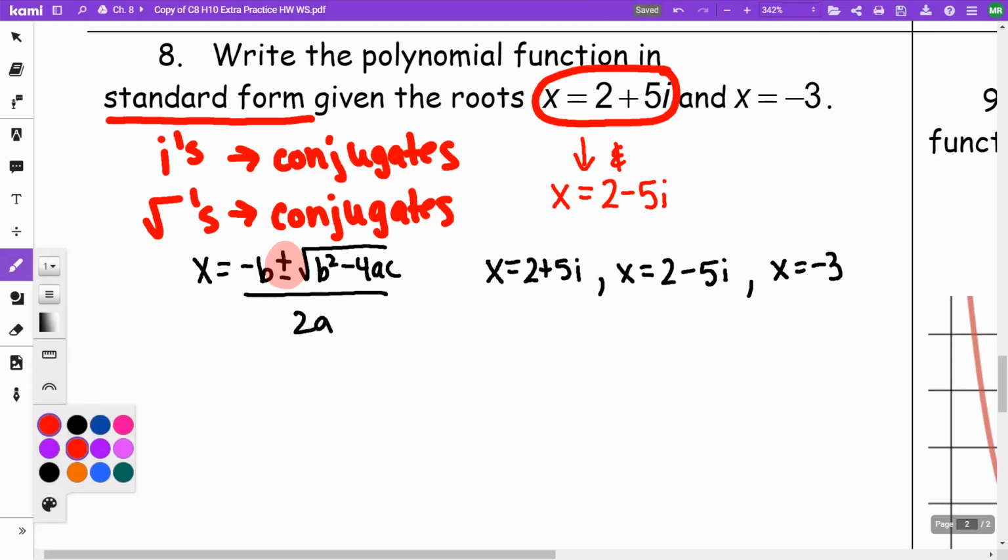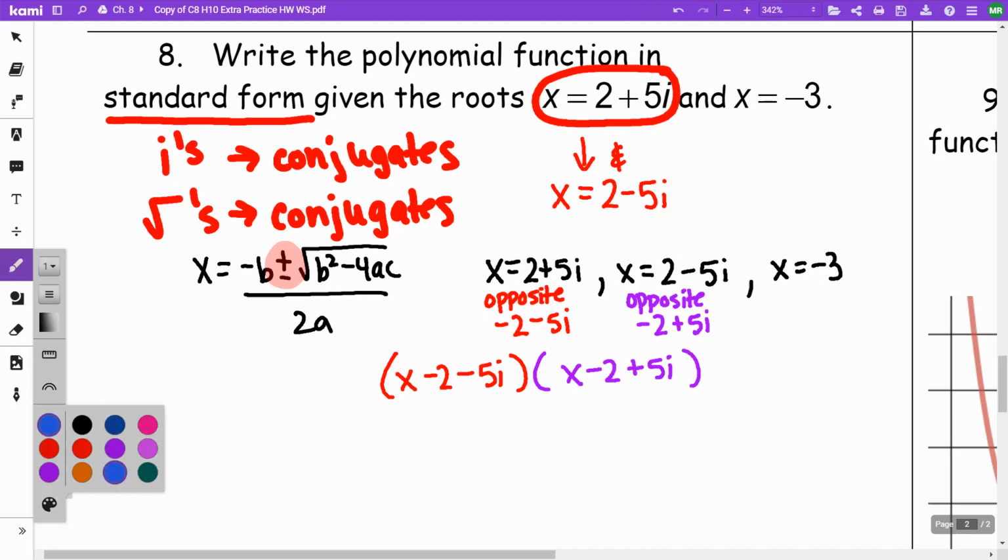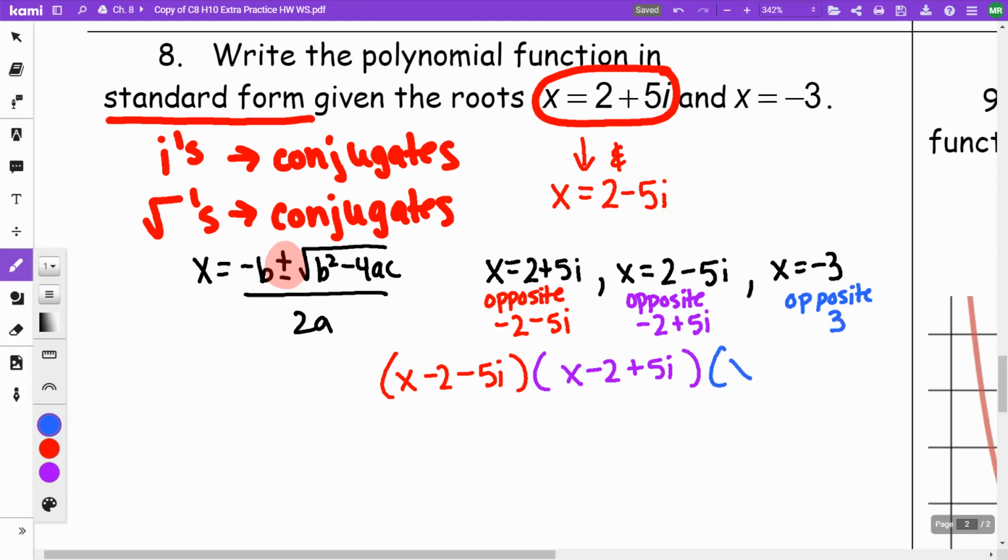So when I'm writing my factors, I want to think what's the opposite of this, because that's what's going to be combining with our x in the parentheses. So this opposite would be a -2 minus 5i. So that is going to give me x minus 2 minus 5i. Here, what's the opposite of this? The opposite of this is a -2 plus 5i. So that's going to give me an x minus 2 plus 5i. And then what is the opposite of this? And I think we all know how to do this. That would be a 3. So this is going to be an x plus 3.